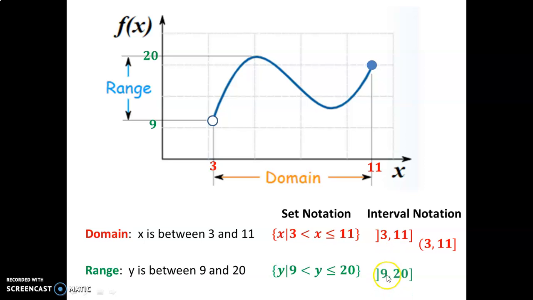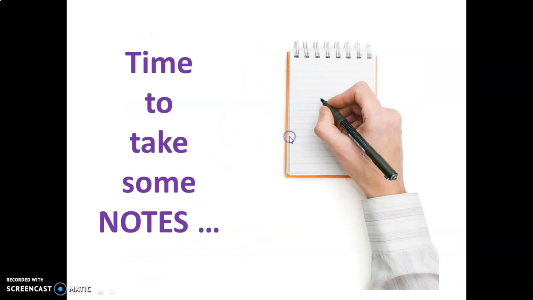And in interval notation, we can write it like this: from 9 to 20, not including 9, but including 20. Or from 9 to 20, not including 9, including 20. Okay, that's a recap of something we did in a recent lesson, but now we're looking at it in the context of domain and range. So let's take some notes.